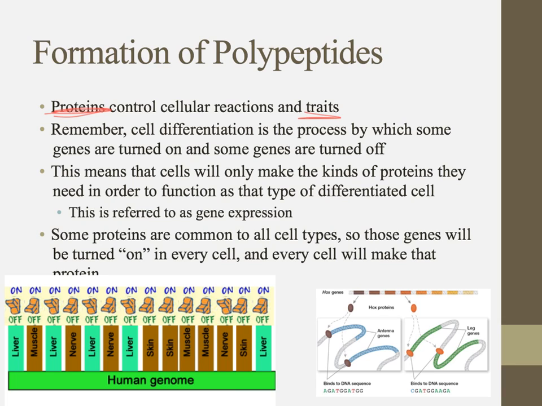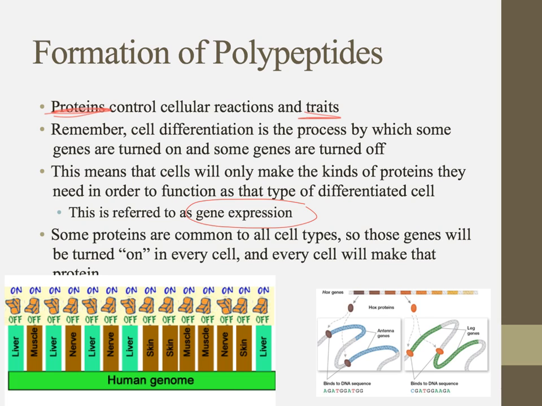So what does that mean on a protein level? Well, that means that proteins that are needed for that type of cell are going to be made, and proteins that are not needed for that type of cell are not going to be made. And that's what we call gene expression, when cells only make the kind of protein that they need in order to be that type of differentiated cell.